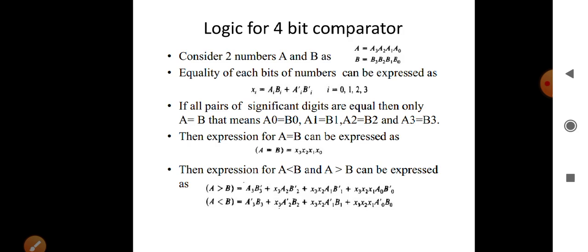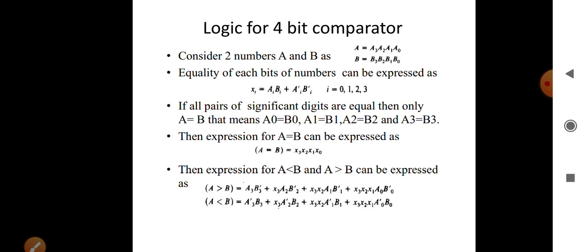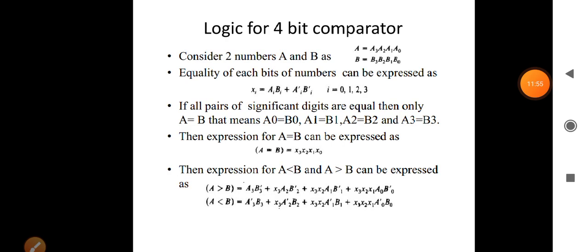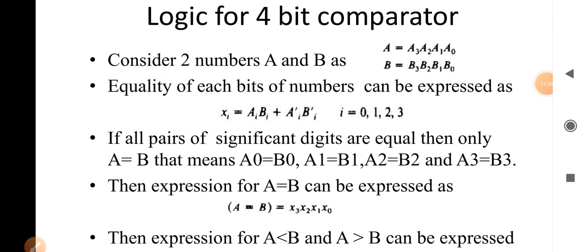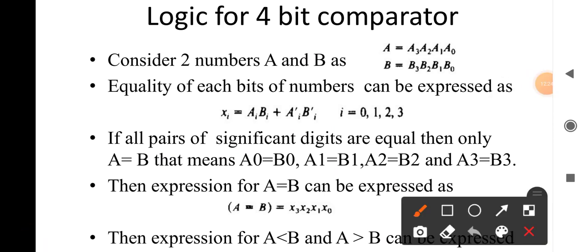Fine. So the logic for the 4-bit comparator is being shown here. There we can have A is equal to A3, A2, A1, A0, B is equal to B3, B2, B1, B0. Then the equality of each bit's number can be expressed as Xi is equal to AB plus A complement into B complement. Equality means XNOR gate. So this is an expression for the XNOR gate.